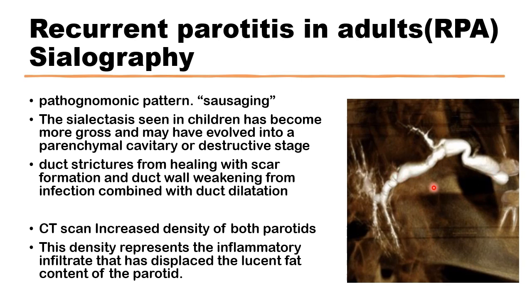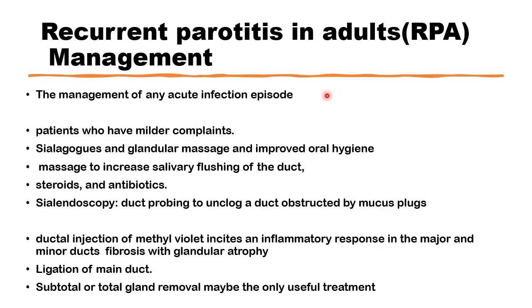CT scans of patients with recurrent parotitis in adults would usually show bilateral parotid gland increased density due to the inflammatory infiltration that displaces the radiolucent fat content of the parotid. The management includes treating the acute infection episodes, and for the chronic recurrent form, patients who have mild complaints may be helped with sialogogues and parotid gland massage.